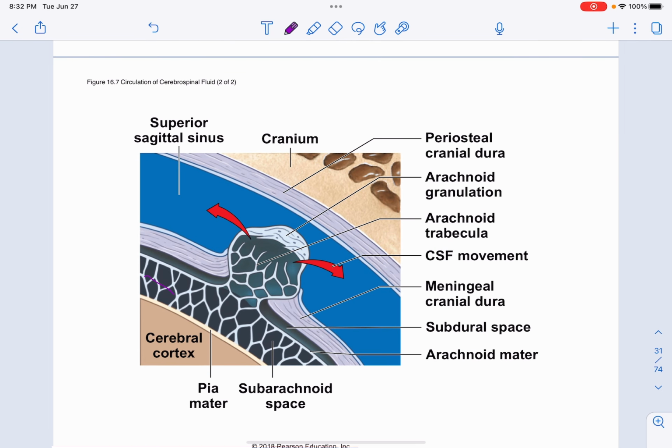Again, you have cerebral spinal fluid flowing in this subarachnoid space. Eventually, it's going to make its way into one of these arachnoid granulations, where you can see how the fluid is then coming back out into the sinus. And there are blood vessels within the sinuses that will carry this solution back to the venous supply.